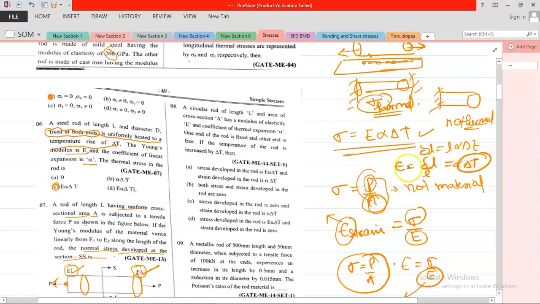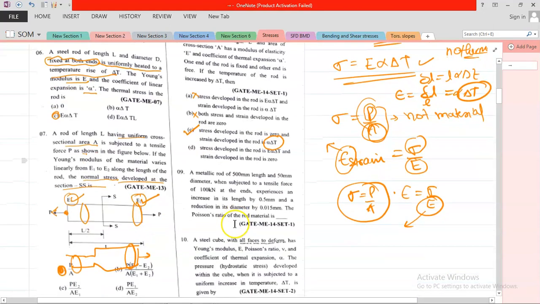So which option is correct? Stress developed is 0 and strain is equal to alpha delta T. So option A is wrong first of all, because stress is not there in the bar. Second, strain is there, but it is saying 0, so this option is wrong. This option is correct, because it is saying stress is 0 but strain developed is alpha delta T. Okay.